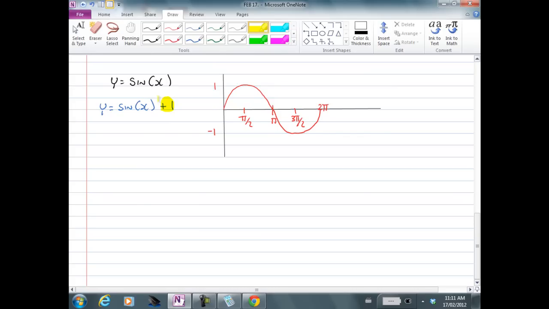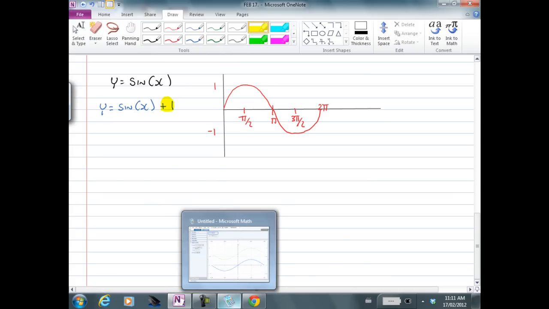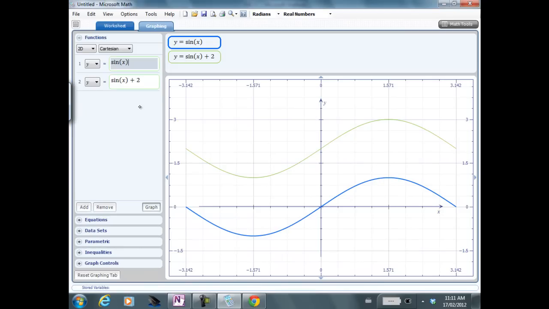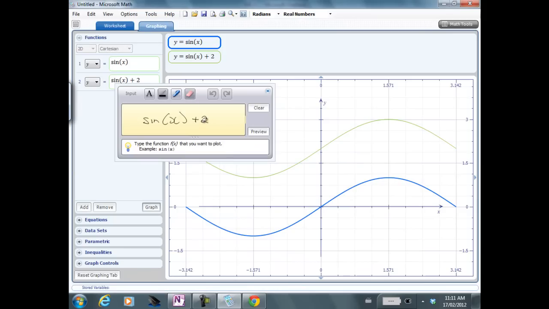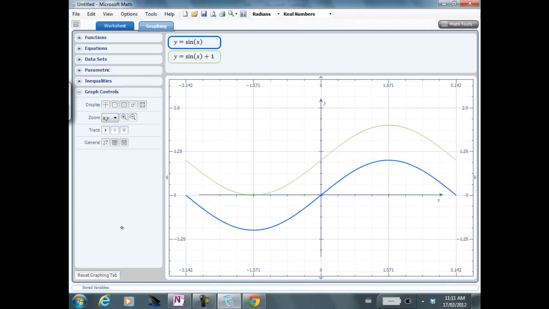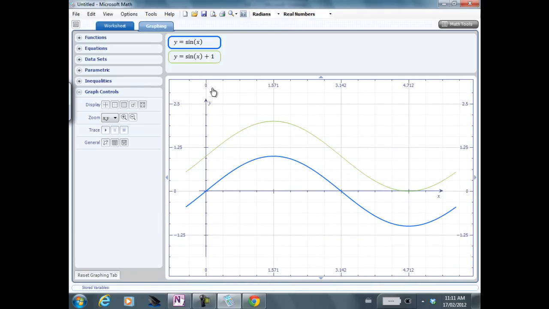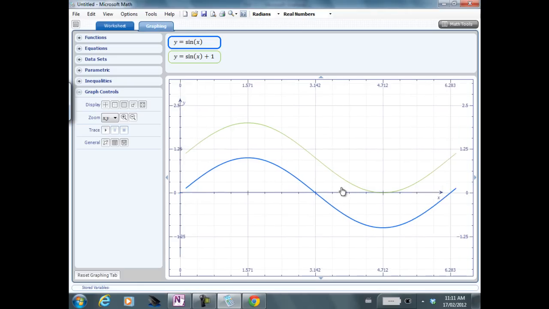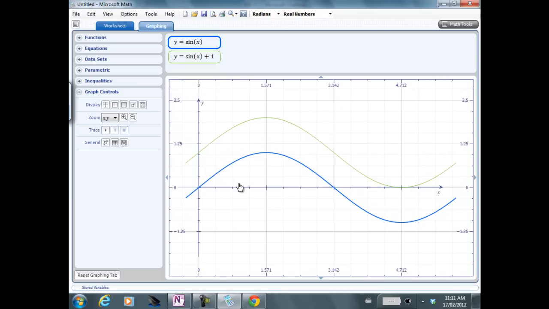The best way to show you this is through a little animation. So I'm going to cover this up first. Here I'm going to enter sine x plus 1 and hit graph. Compare the two graphs. The green is plus 1. Look, the main thing is where the center line is now. Where's your center line originally? It's at 0. Where's the center line now? 1. Everything stays the same. The only thing that really changes is your center line. It shifts your whole graph up.